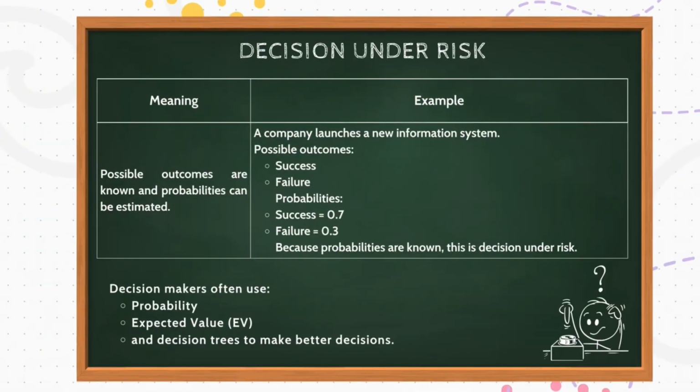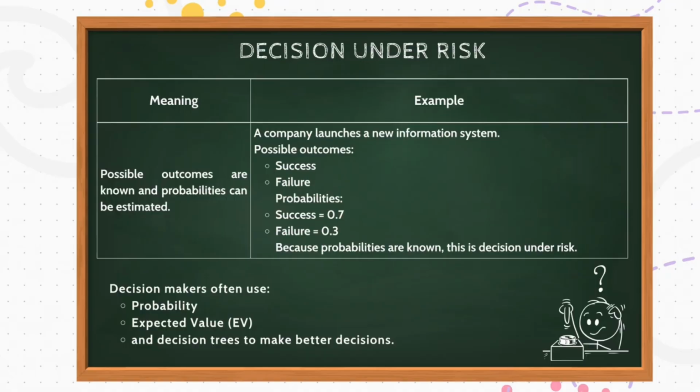The second type is decision under risk. Decision under risk happens when the possible outcomes are known and the probabilities can also be estimated. The key concept is risk equals known outcomes plus known probability. An example is when a company launches a new information system. The possible outcomes are success or failure. The probability of success equals 0.7 and the failure equals 0.3. Because the probabilities are known, this is considered decision under risk.